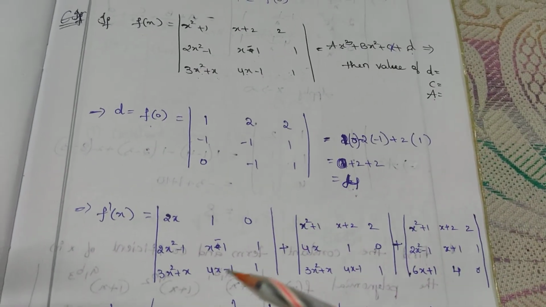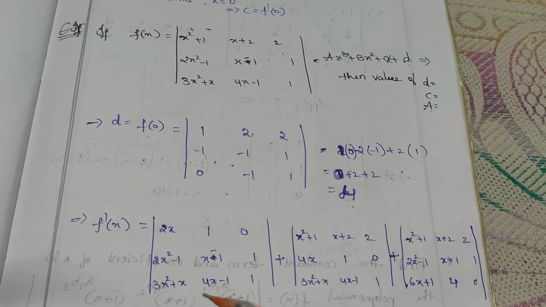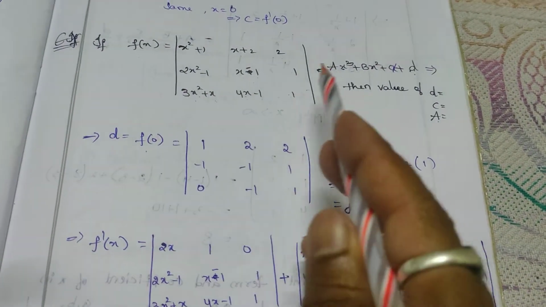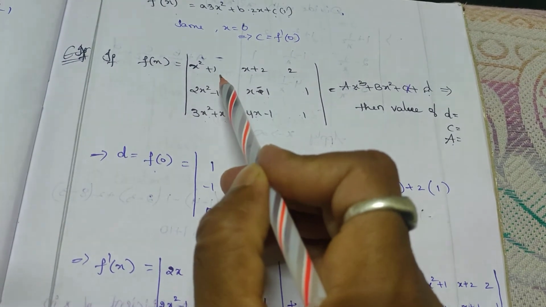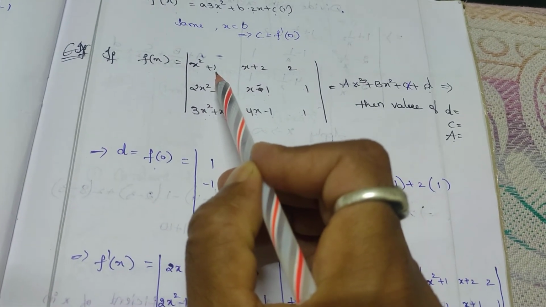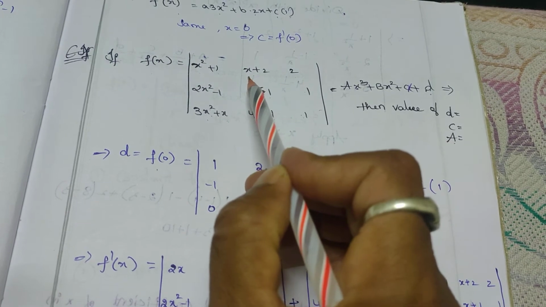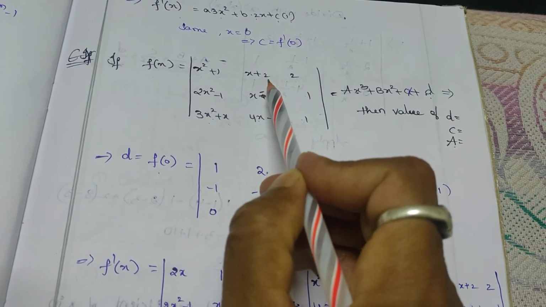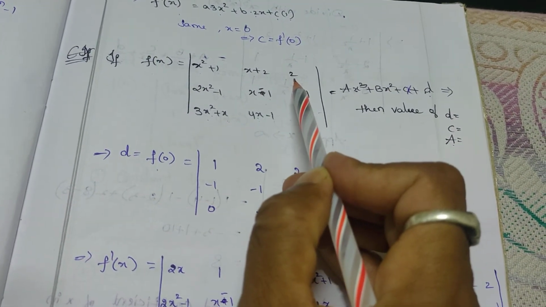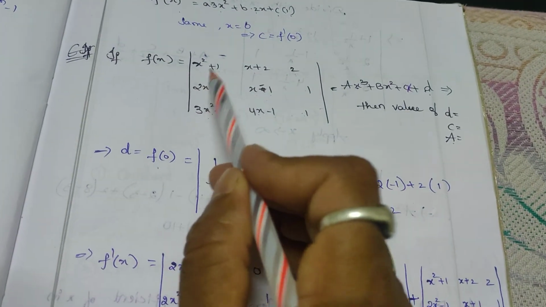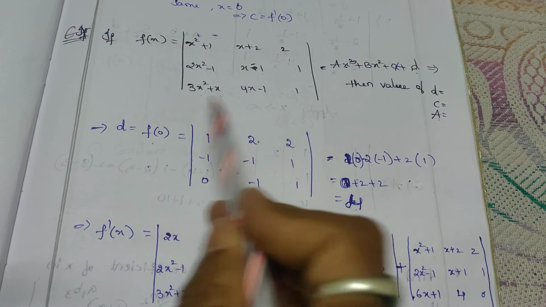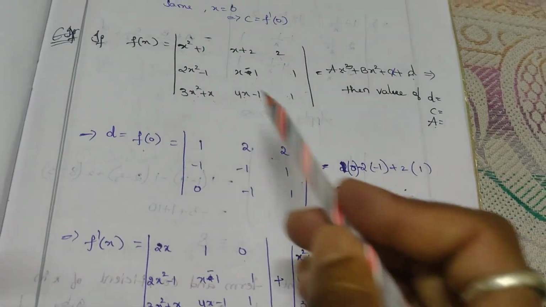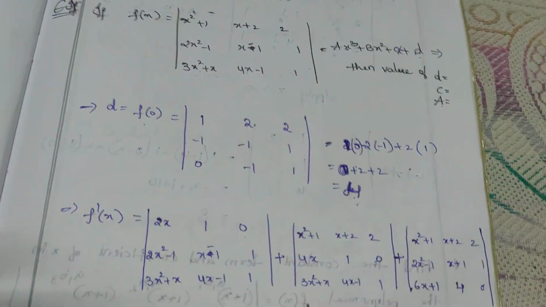Okay, now I am going to do first row-wise. First row I am going to differentiate. That means x square differentiation is 2x, plus 1 is a constant, that is 0. Then x plus 2 differentiation: x differentiation is 1 and constant differentiation is 0, and a constant is always 0. So we have only 2x, 1, 0, and write the second row and third row as they are. Plus, now first row as it is and third row as it is.